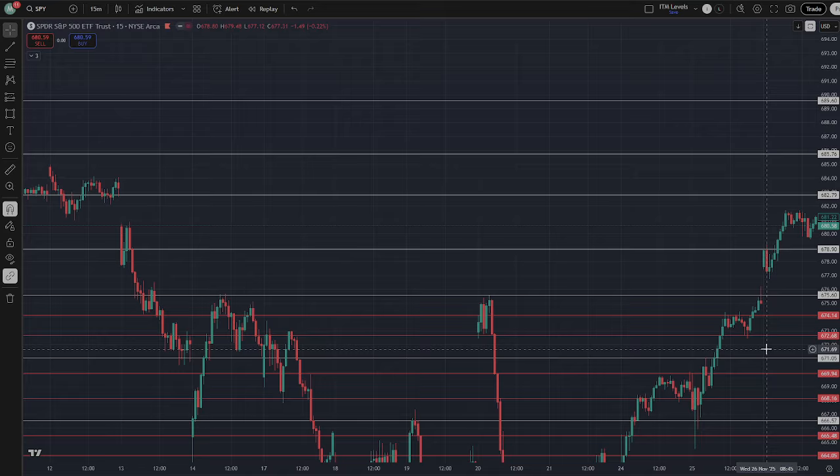When it comes to the supply and demand zones, I really don't have a specific dollar amount on how much I like to keep them separated. It just depends on the price action we're getting in some of these zones.